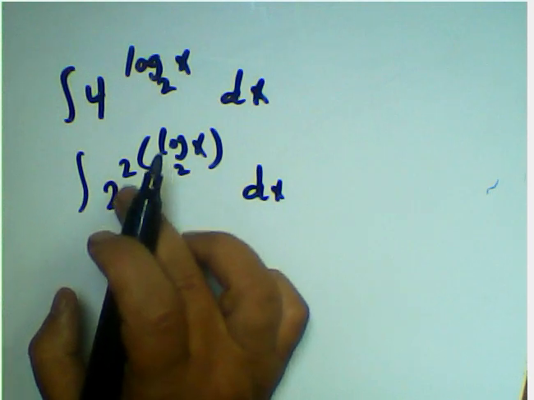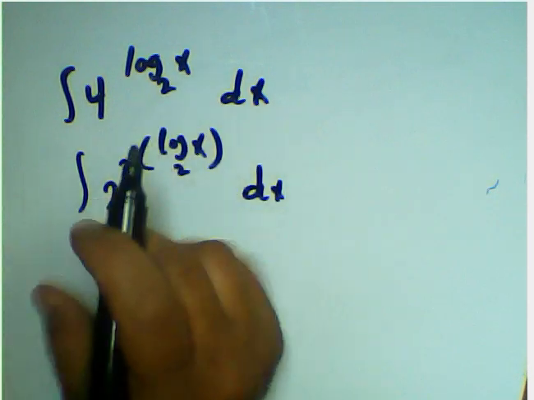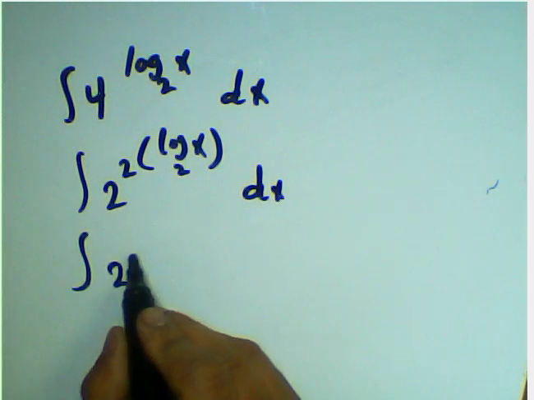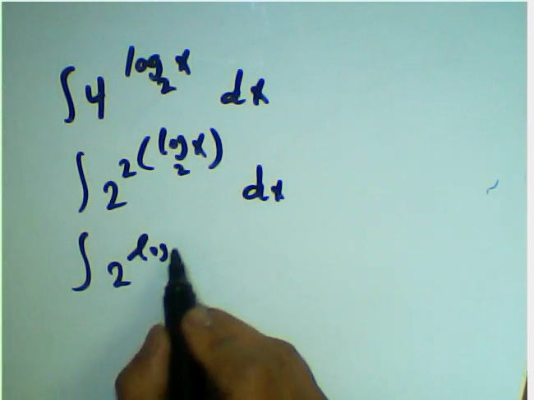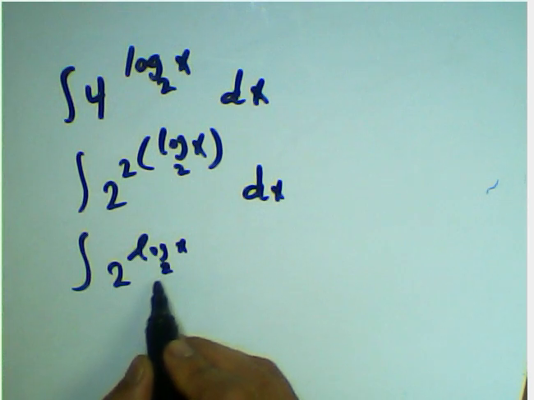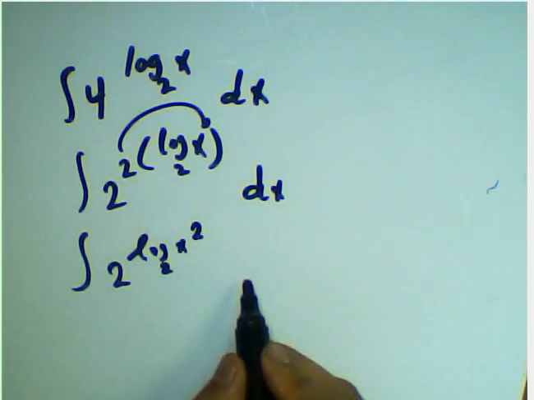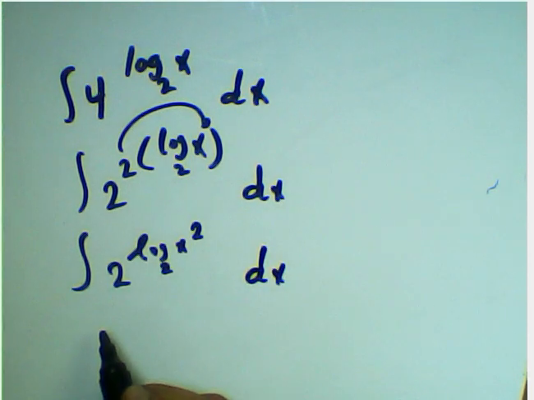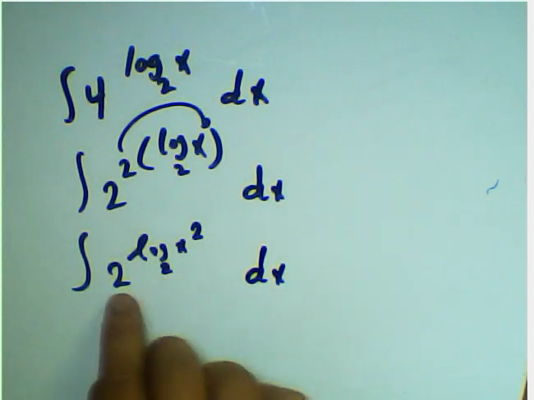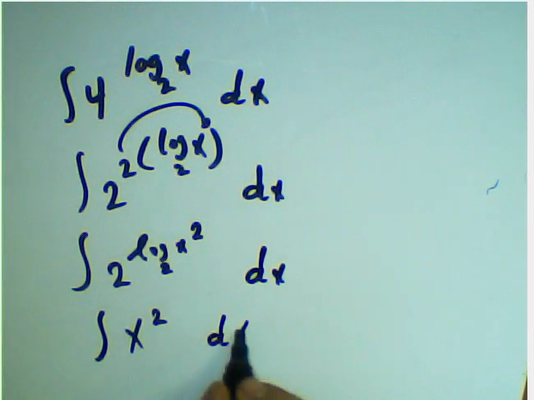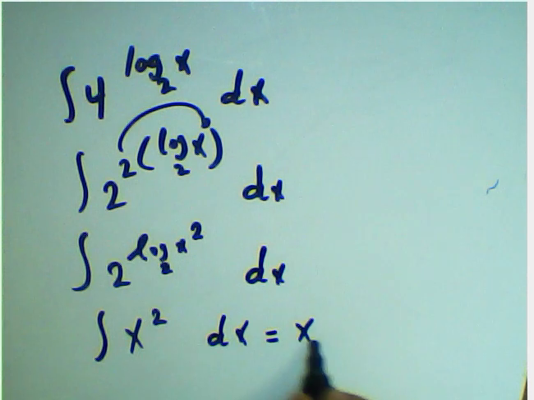So the result will be 2 power this number, and we can move the 2 up. The result will be 2 multiplied by 2 power log x to the base 2, and here we can write the 2 moving to the power of x: x power 2 dx. We have the same base, so the result will be the integral of x power 2 dx. It will be x power 3 over 3 plus constant.